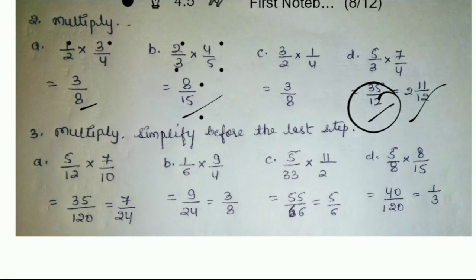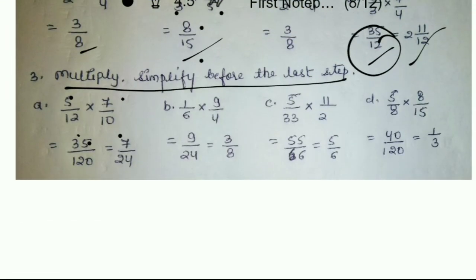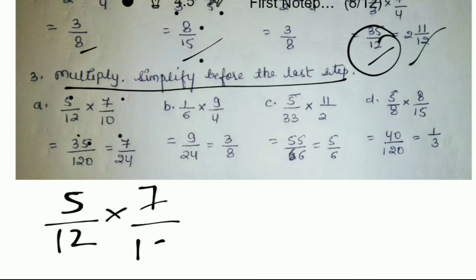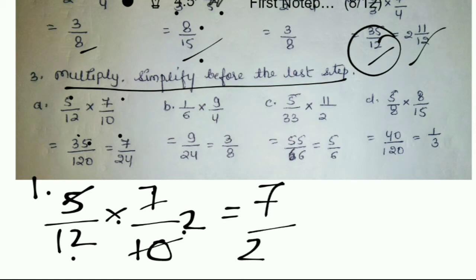Okay. So now the third question is multiplying, simplifying before the last step. Okay, see, 5 into 7 is 35 and 12 into 10 is 120. So here we can do this also. See, this 5 upon 12 into 7 upon 10. We know that in the 5 table, 10 will come 2 times. So here 1 7s are 7 and 12 2s are 24. See, we get the same answer.